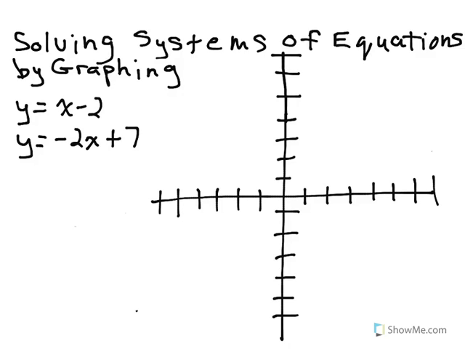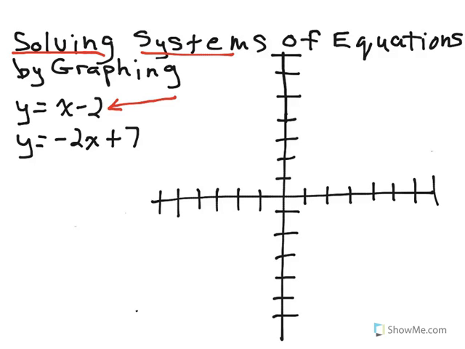Solving systems of equations by graphing. When we solve a system of equations, we are finding the point of intersection of the two lines. That is the point that is contained on both lines, and it is the solution to the system. We are going to start by using one equation at a time and graph it.